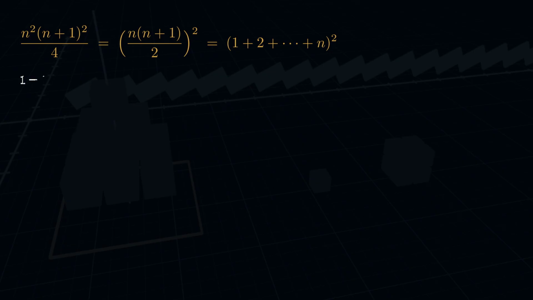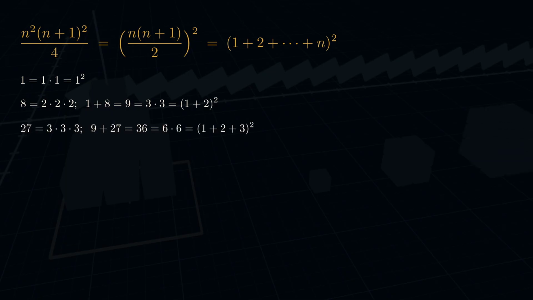Check it with your eyes. 1 cubed is 1, and 1 squared is 1. 1 plus 8 is 9, and 1 plus 2 is 3. 3 squared is 9. 1 plus 8 plus 27 is 36, and 1 plus 2 plus 3 is 6. 6 squared is 36. 1 plus 8 plus 27 plus 64 is 100, and 1 plus 2 plus 3 plus 4 is 10. 10 squared is 100.